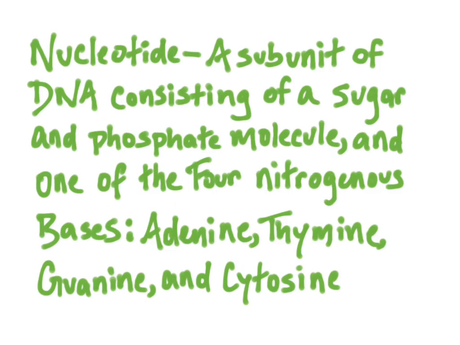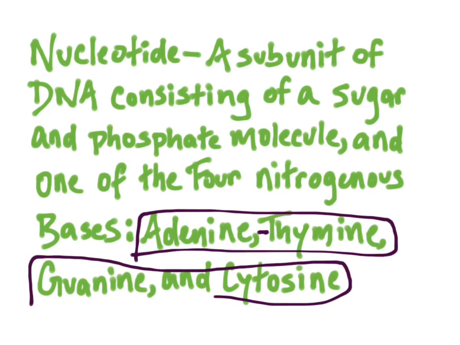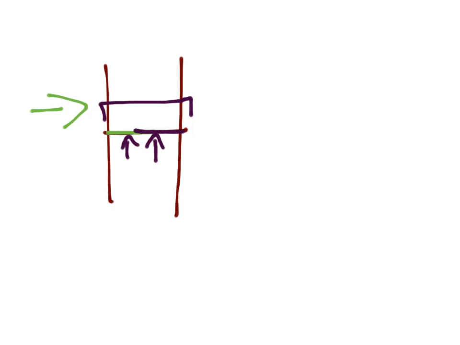Now let me go back to this slide. Adenine and thymine always pair up together, and guanine and cytosine always pair up together. So let's say over here on this side we have an adenine, that means its pair is always going to be a thymine. Hopefully that gives you a slight idea, but I'm going to go into more detail and explain everything.